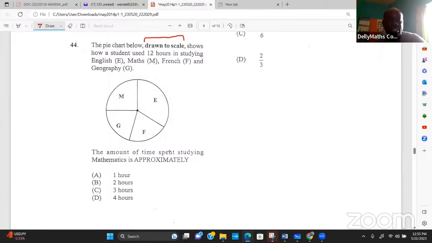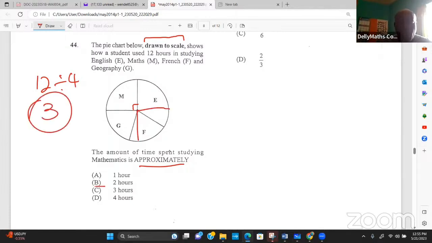We have English, math, French, and geography. We want to look, right? The amount of time spent studying mathematics is approximately what? When you look at this, I'm almost seeing a 90 degree angle here. It's almost like a quarter of the circle. So you want to say 12, I want to divide this by 4. Why? Because math is a quarter of the circle. A quarter is to divide by 4. That's 3 out of the 12. So we're talking about definitely 3 hours.